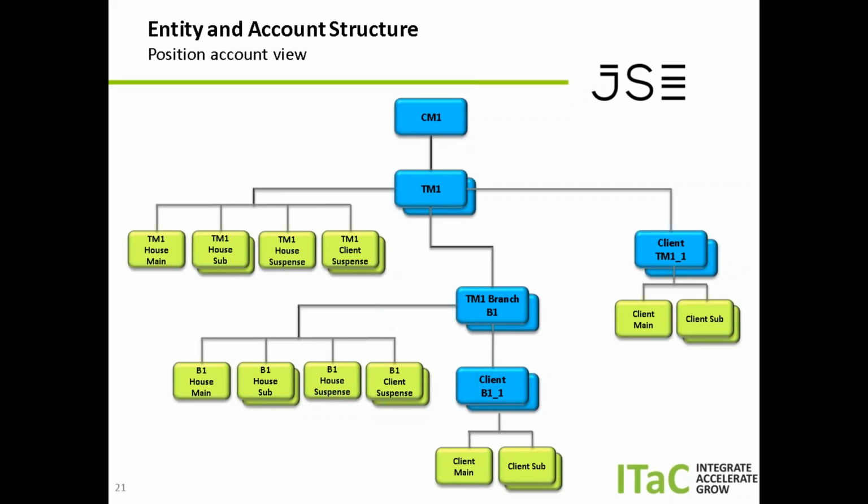So the ones that are system generated are the house main and the house suspense and the client suspense, but you can request additional client suspense accounts. Similarly, the branch position accounts are house main, house suspense, and client suspense, and then the house sub is the one that you can generate or request more of.